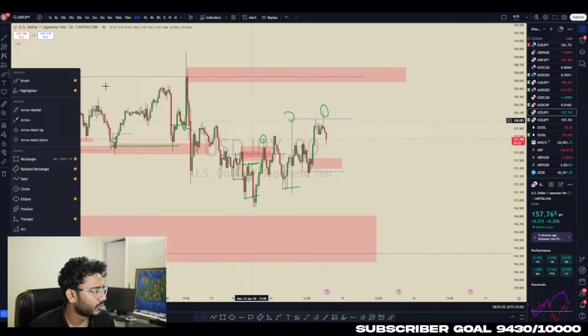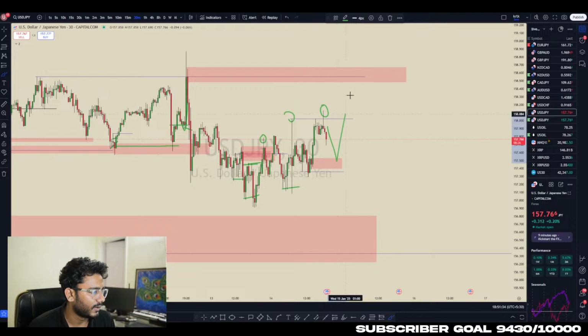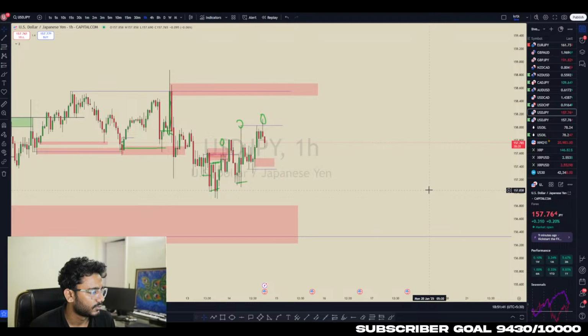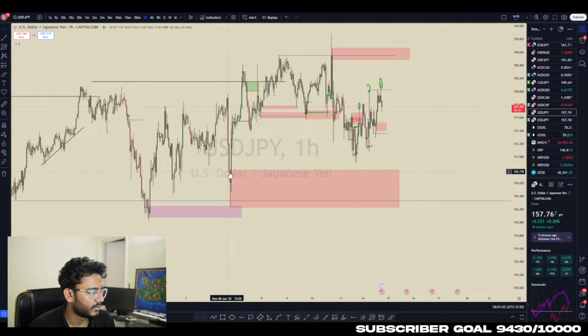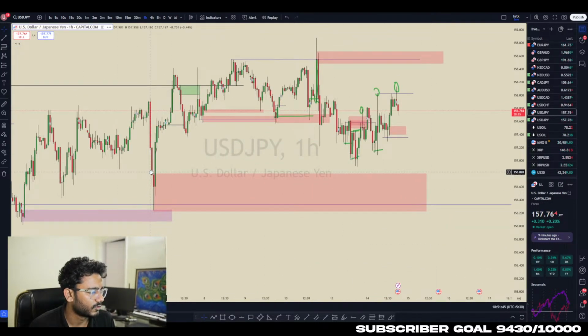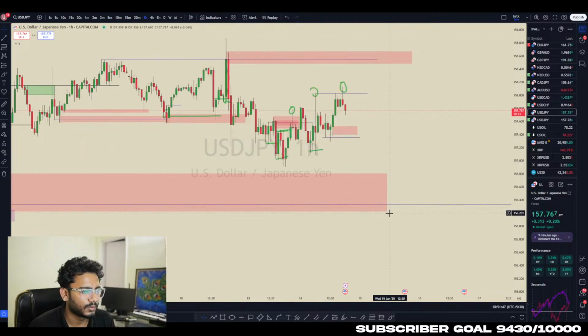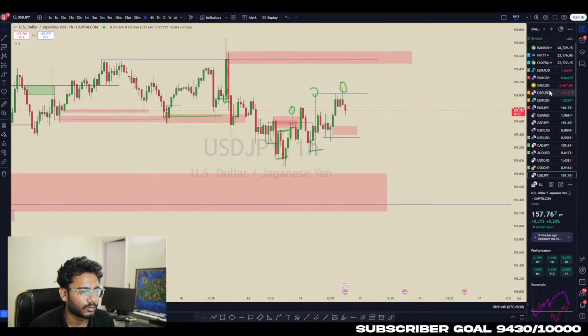Okay, so what price can do is it can tap this area and then continue the upside, or it can go to the upside and then continue the downside. Also this area, this sort of block. So 1, 2, 3, this is the area I'm looking for.